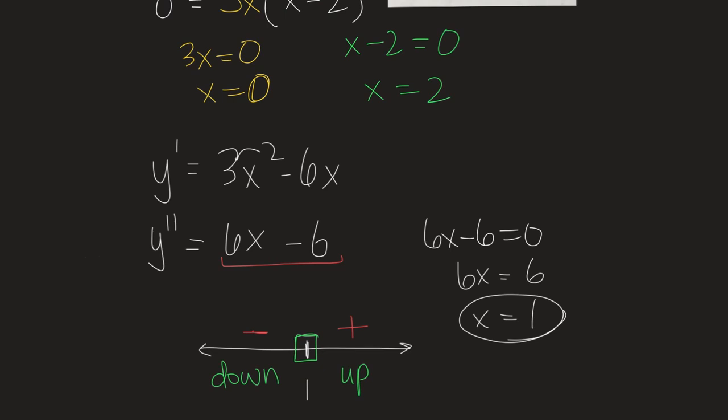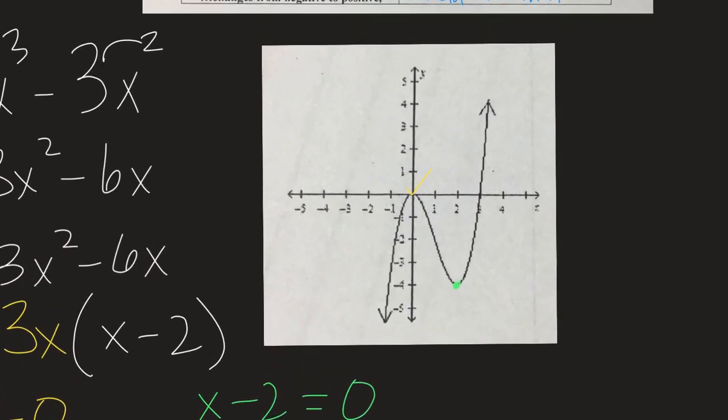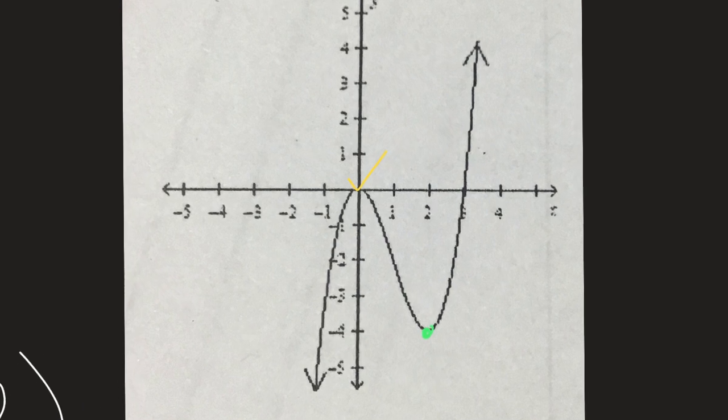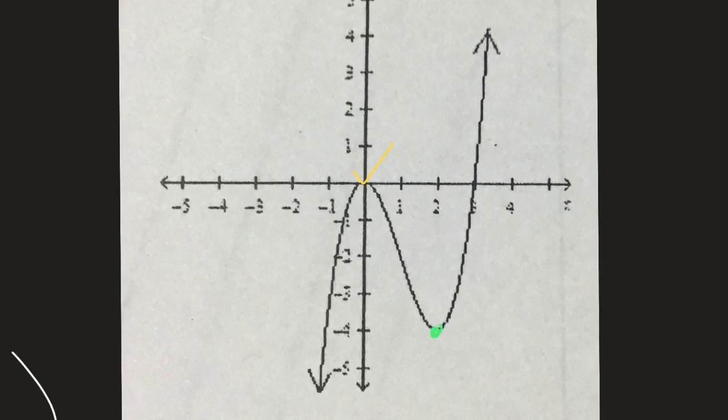So let's see if that makes sense with what we were looking at in our graph. We have a 0 at 0. That one looks pretty good. And we have a 0 at positive 2. That one looks pretty good. And then when x equals 1 is where our graph changes from concave down, it's concave down to this point, and then it becomes concave up after that. Okay, so these are some things we can learn from using our first and second derivative tests.